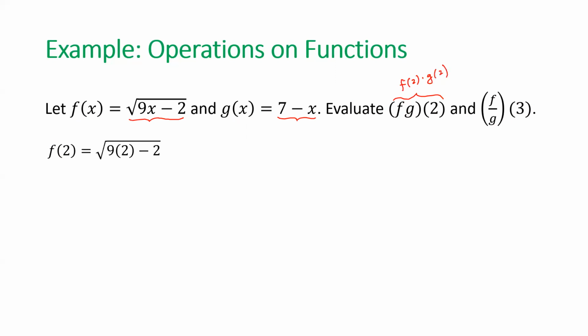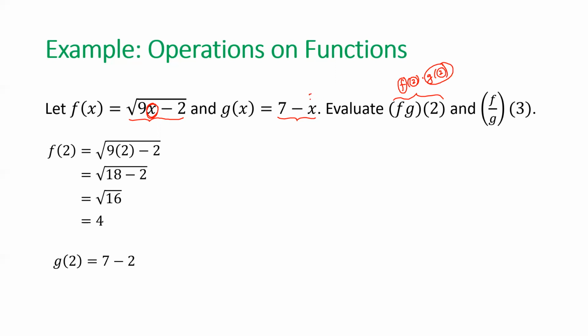So we shall evaluate the function f using x equals 2. So meaning we will replace this by 2. So we get square root of 18 minus 2, which is square root of 16, which is equal to 4. And then we shall evaluate the function g using x equals 2.